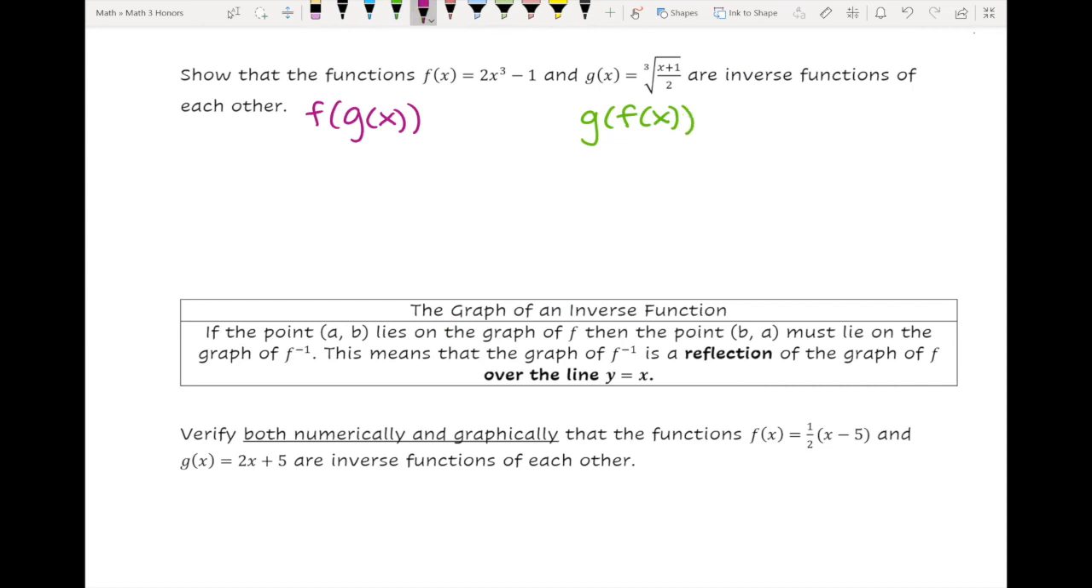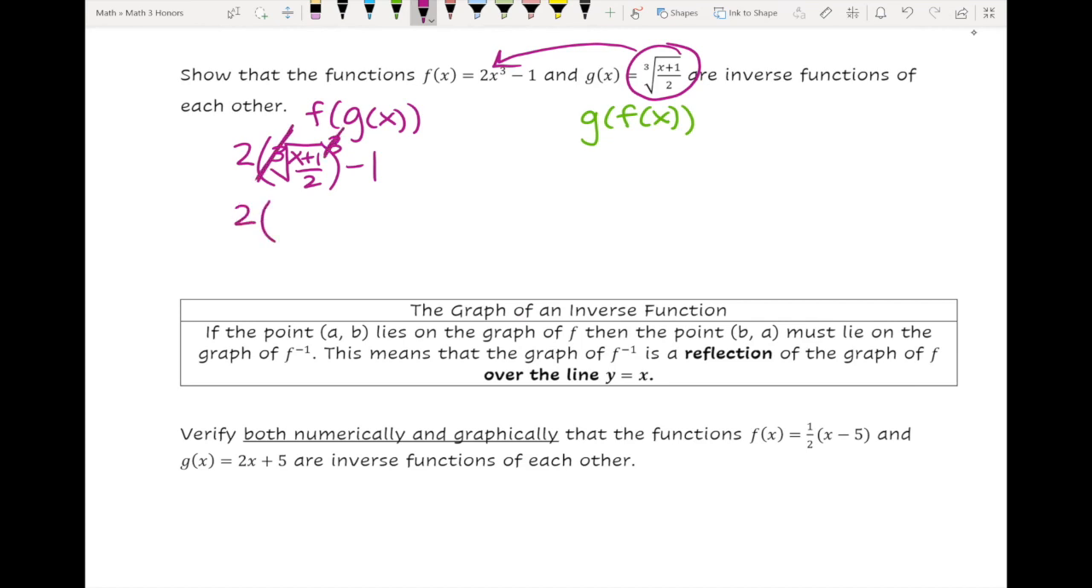So my f of g of x, the one I have in purple here, means I am substituting the entire g of x function into the f function. So here's my entire g of x function. That whole cube root is going into the f of x function. So I get 2 times, instead of x, I get this whole g function, the whole cube root of (x plus 1) over 2. It is all cubed. It was like my x cubed minus 1. So I have a cube root and a cubed exponent. They are inverses. Those totally undo each other.